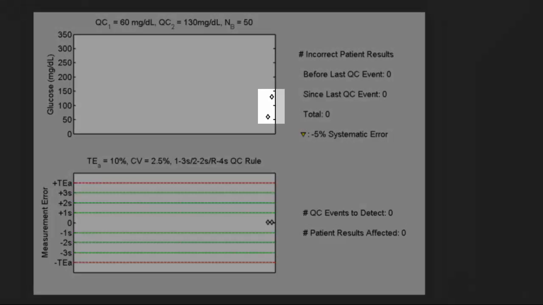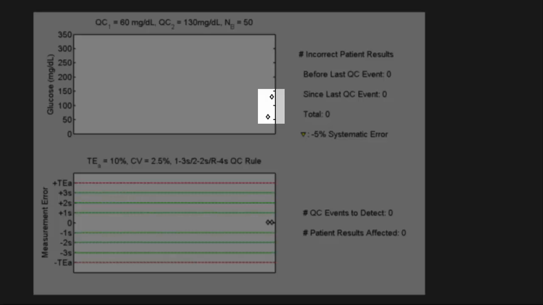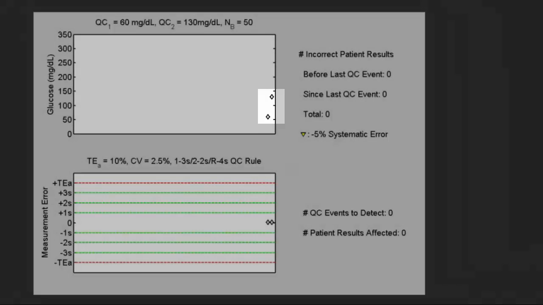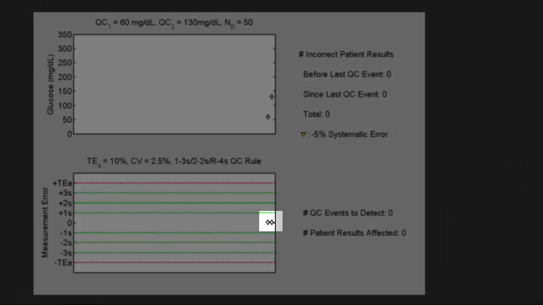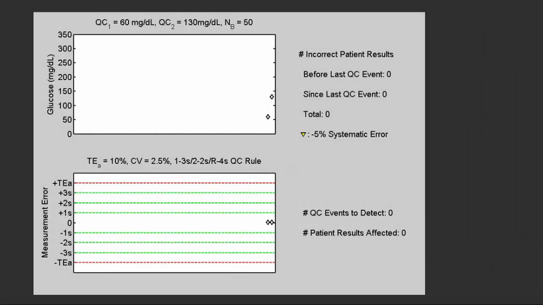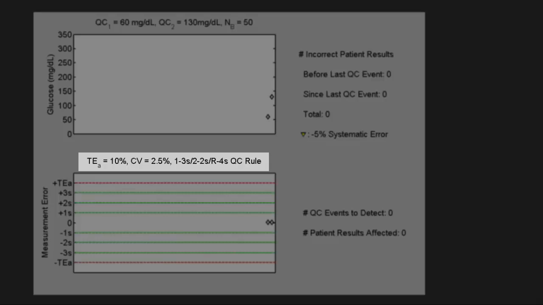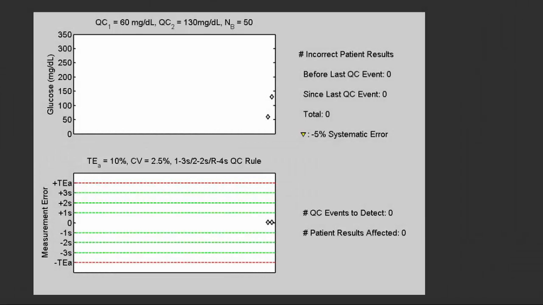We begin the process with a QC event. The measurements are around 60 and 130. Here we see the measurement error for those results. In this case, the measurement errors are both close to zero. We're going to continue to assume a TEA of plus or minus 10%, a CV of 2.5%, and that the lab is using a 1-3S, 2-2S, and R-4S QC rule combination. These two QC results are within 1 SD of their assigned values. Therefore, the QC rule is accepted.